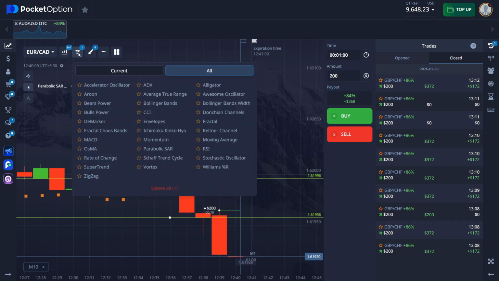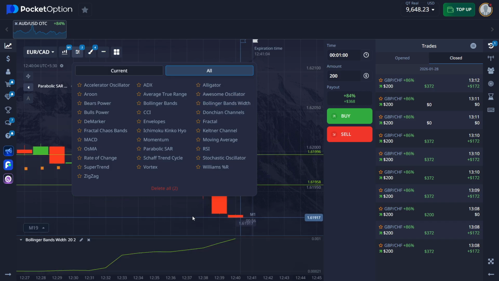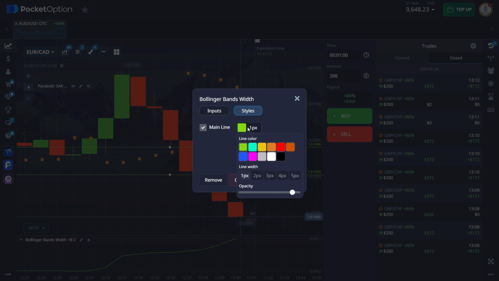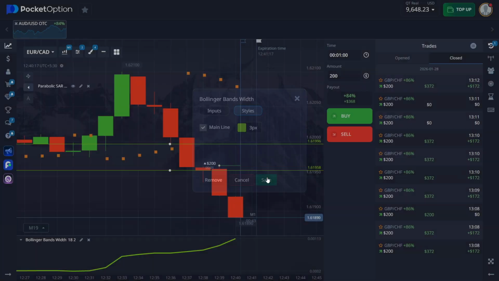And the second indicator I am going to use is Bollinger Band. The Bollinger Band indicator lets you know the trend. We will change the period to 18, deviation will be 2, and style will be 3px in the green line. All right, all things are set.